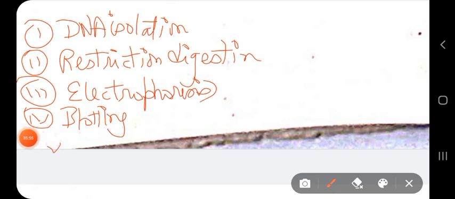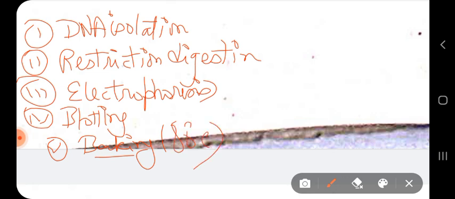Then in the next step, we have done the baking process. In the baking process, we stick that single-stranded DNA onto the nitrocellulose membrane firmly. It is done at 80 degrees Celsius. I have also mentioned this a little bit.